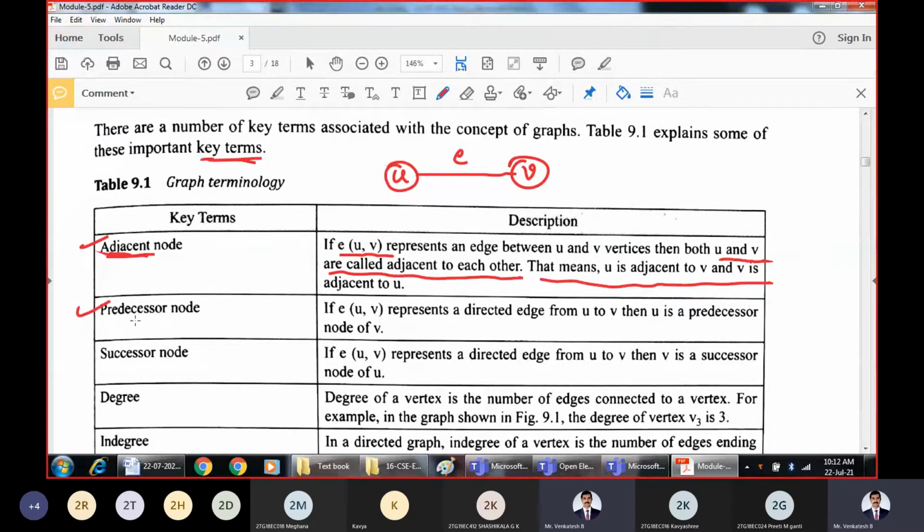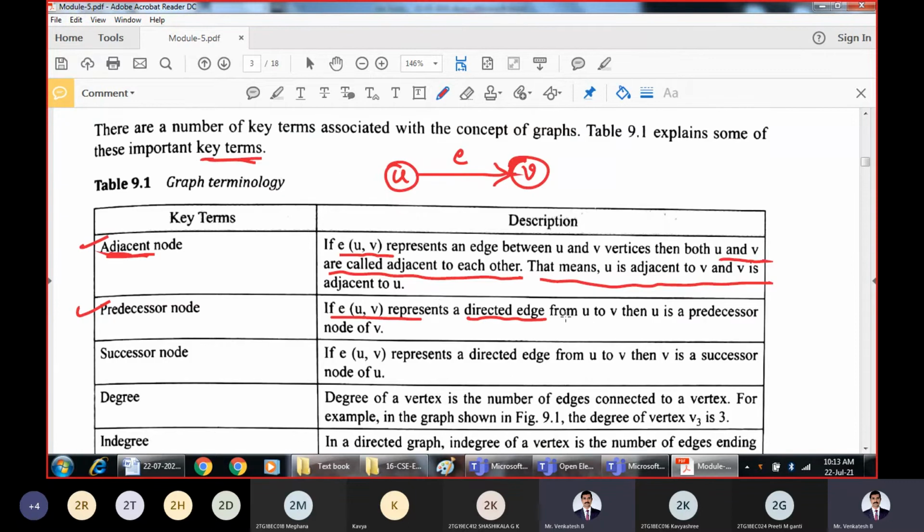Another terminology is predecessor node and successor node, that is, source and destination. We consider two nodes to define this. For example, in this given graph, E of UV was an undirected edge. Now I will make it a directed edge, so there must be an edge from vertex U to vertex V, and it is a directed edge. Now I have created a direction. Earlier the graph was different, now it is different. There is a direction from U to V.